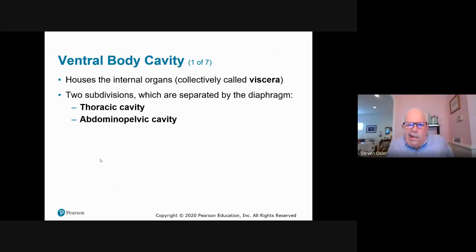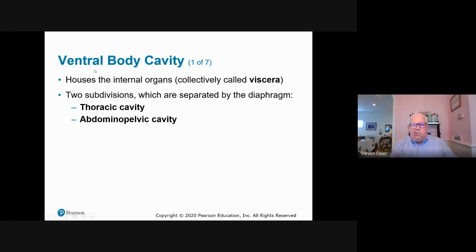The ventral body cavity. The ventral body cavity is the anterior body cavity. It houses all of your internal organs. And when we use the word internal organs in medicine, we use the word viscera. Viscera. All viscera are organs. And we'll talk much more about that as we go on.